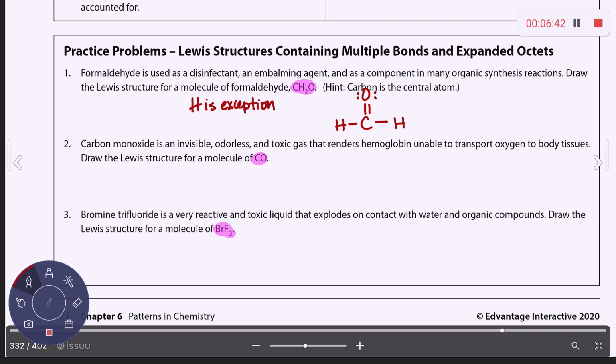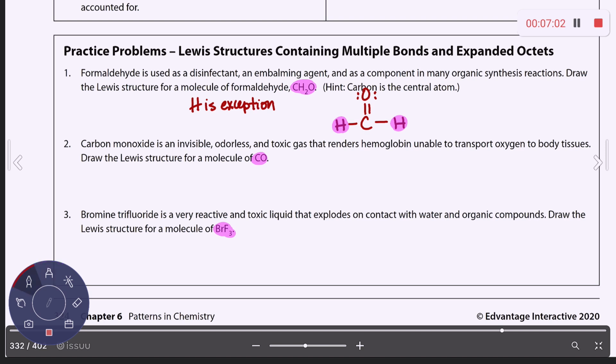Okay, formaldehyde looks like that. Is that what you guys got? Okay, hydrogen is an exception. What you might want to do as you go through these is highlight the element that is an exception in the chemical formula on the lab, so that way you don't make that mistake, okay?